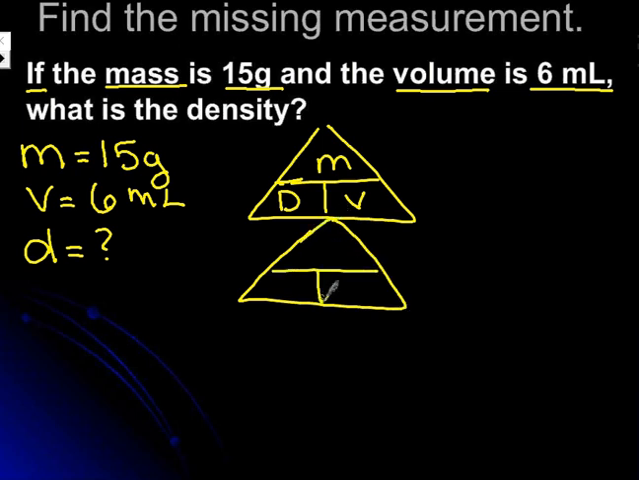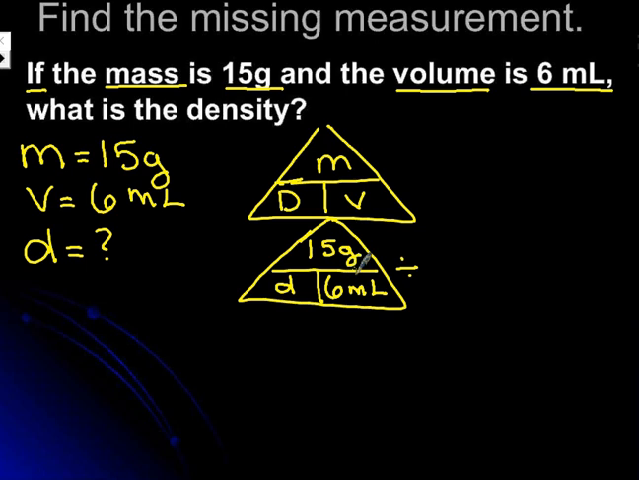So I'll redraw my triangle, and I'm going to plug in my first number first. So this is mass, so I'm going to write 15 grams. Volume is 6 milliliters, so I'm going to find my V. I'm going to plug in 6 ml. And then I'm solving for density, so I don't know what that is yet. So now I see that to find the density, I have to take 15 and divide it by 6, because that's what that division line means.